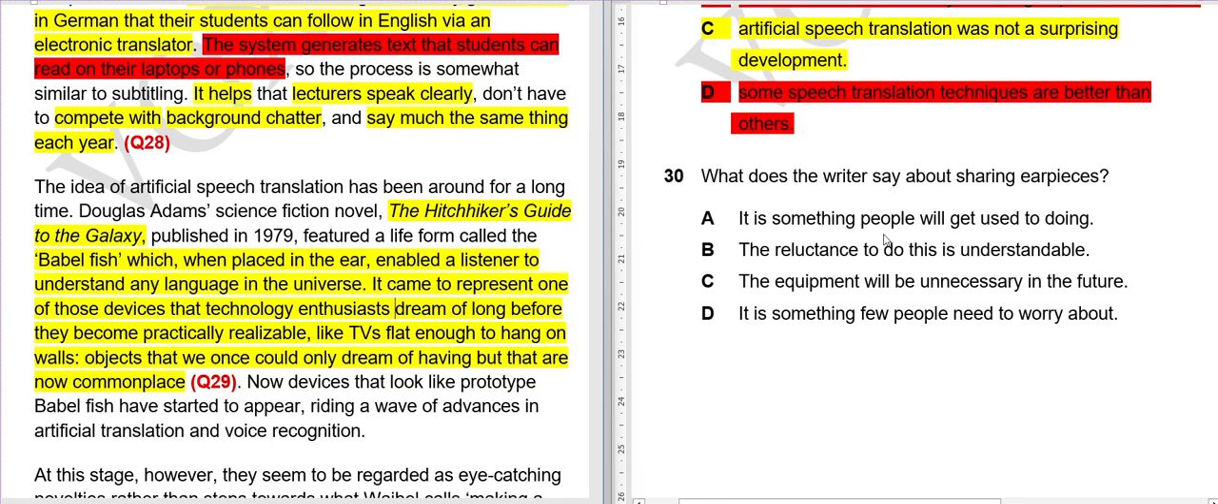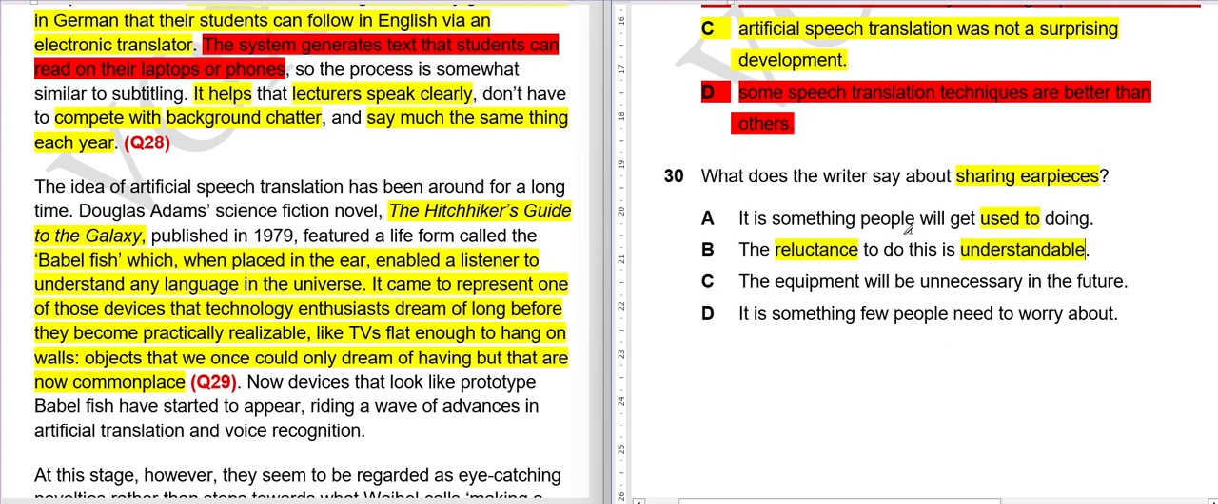Number 30. What does the writer say about sharing earpieces? So now we have to tell what the writer says about sharing earpieces. A, it is something people will get used to doing. So people will get used to this. B, the reluctance to do this is understandable. So people will be reluctant and it is understandable.